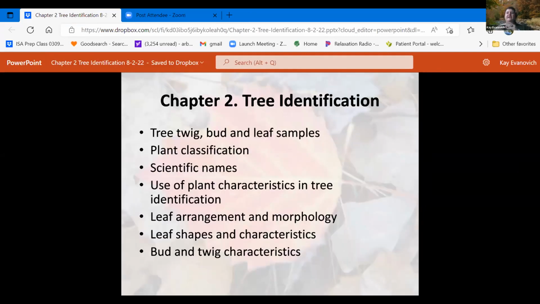So tree identification, you basically have the tree, twig, bud, and leaf samples that you use to identify trees. In this course, we're going to go over that, plus plant classifications, scientific names for trees and how they're written, the use of plant characteristics in tree identification, leaf arrangement and morphology, leaf shapes and characteristics, and finally, bud and twig characteristics.